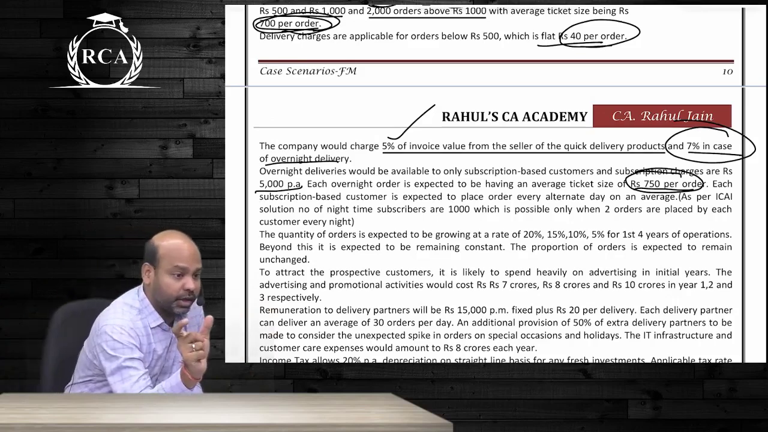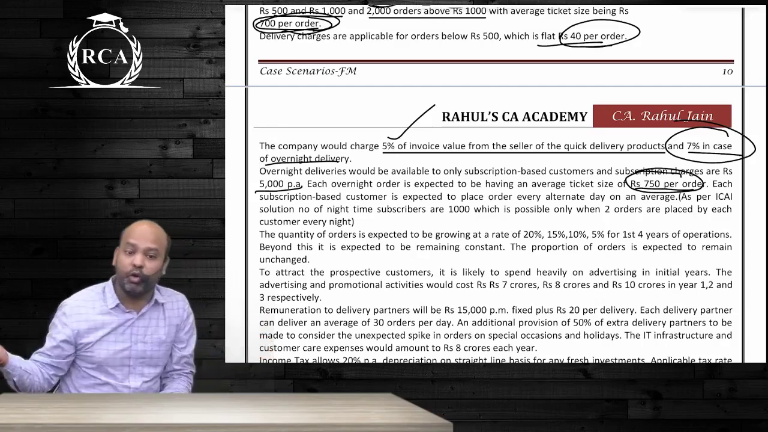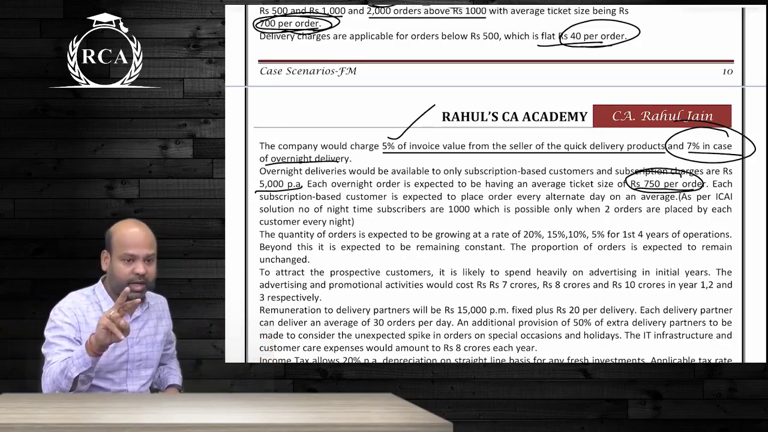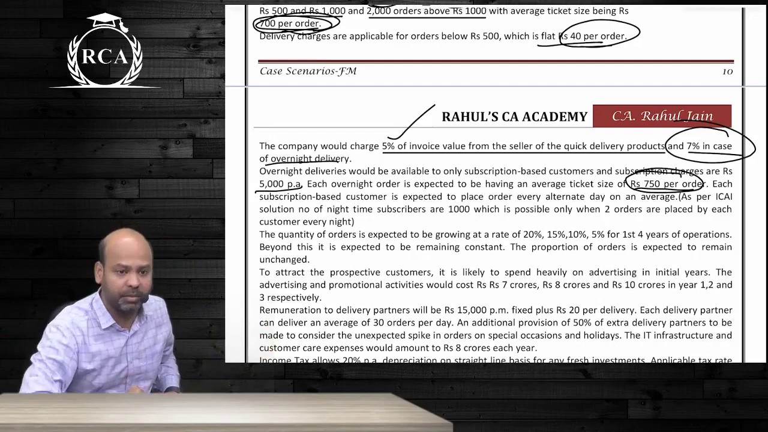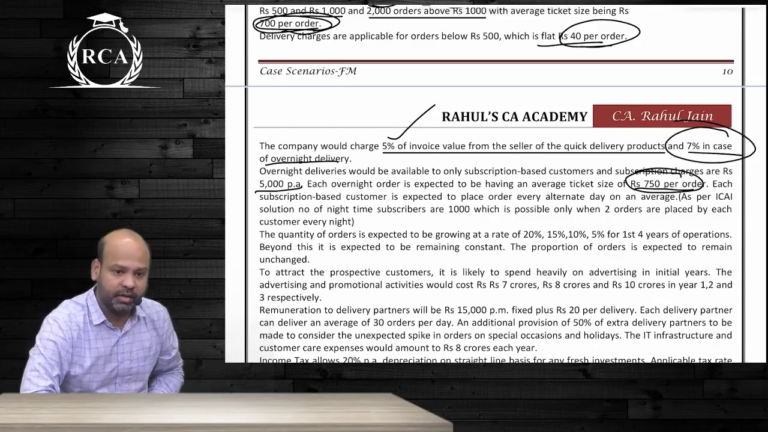Are you getting the point, guys? Common sense, let's use, guys. When will overnight customers be 1,000 and when will overnight customers be 4,000? You are receiving 2,000 orders every night, and if you have only 1,000 subscribers, that means every customer is placing order twice in the night, guys.